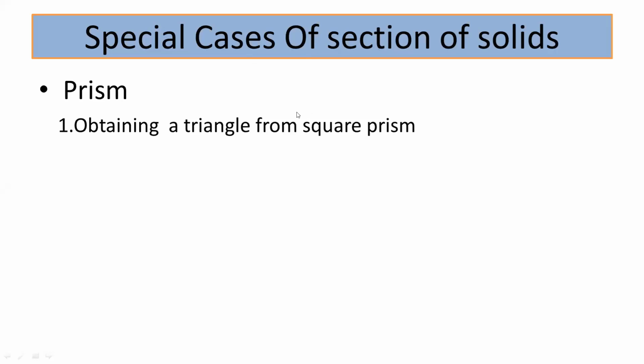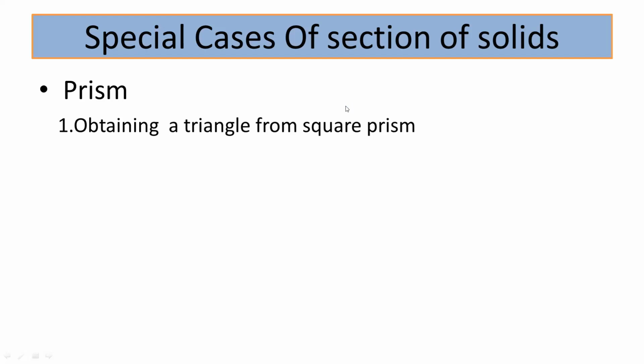So during the last 4 to 5 lectures, we have seen how to draw the projection of the solid when the solid is cut by the section plane. So we have seen the various cases. We have assumed the solid resting in different positions and different positions of the section plane. And we have obtained the sectional top view, then sectional front view, side view, and the true shape of the section. So in this lecture, we will discuss some special cases of the section of solid.